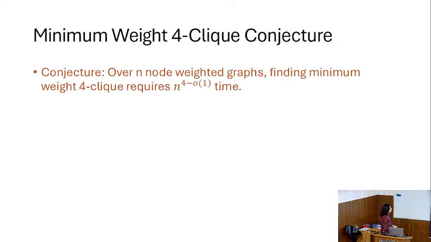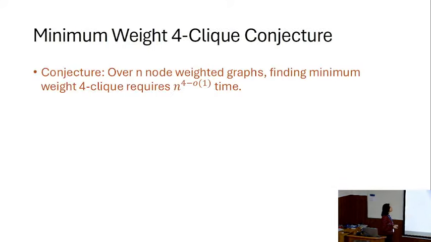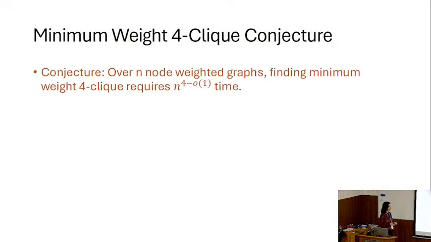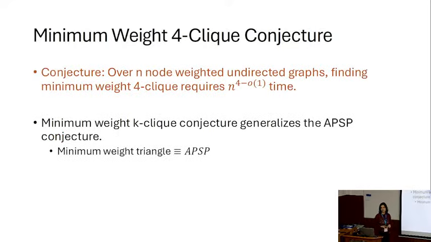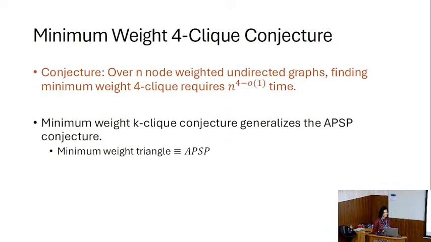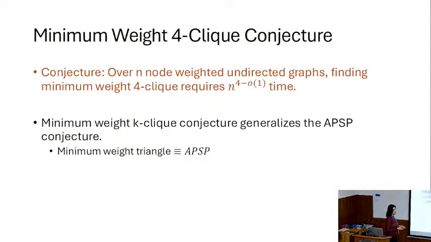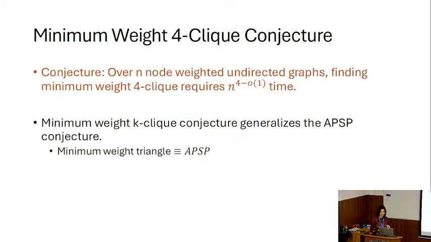Okay, so what is this minimum weight four-clique conjecture? The minimum weight four-clique conjecture basically tells you that over an n-node weighted graph, finding the minimum weight four-clique, where minimum weight is just the sum of the weights of the edges in that clique, requires essentially n to the 4 time. Okay, so that's your minimum weight four-clique conjecture. This is a generalization of the minimum weight triangle or APSP conjecture actually. And this has been widely used in fine-grained complexity. Okay, so we are going to base our lower bound on this conjecture.